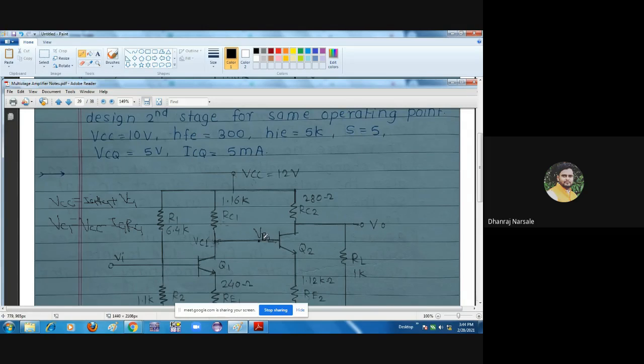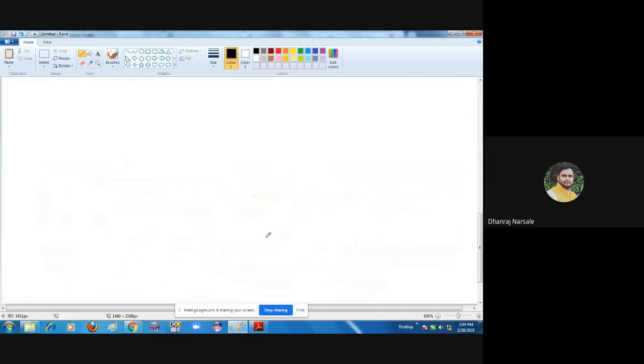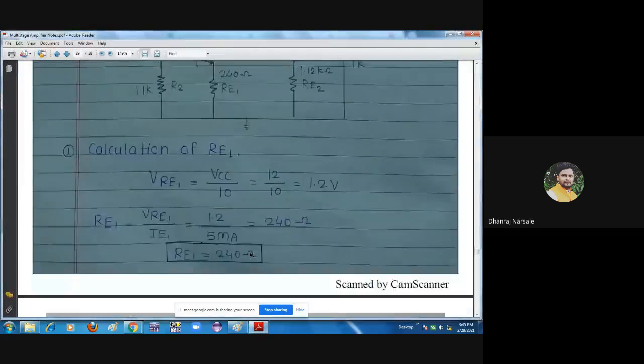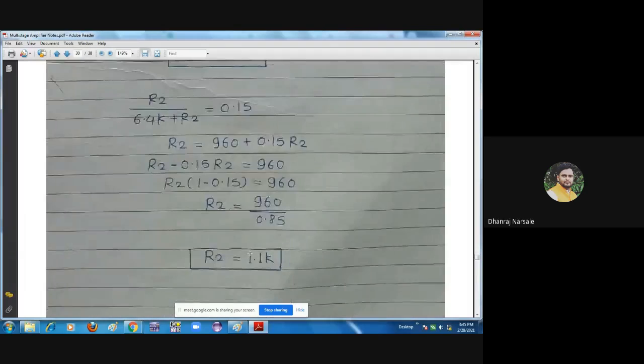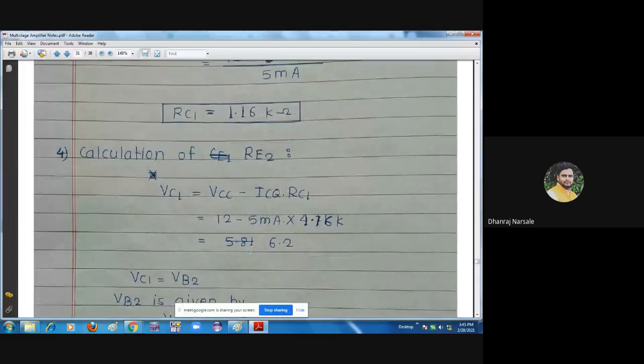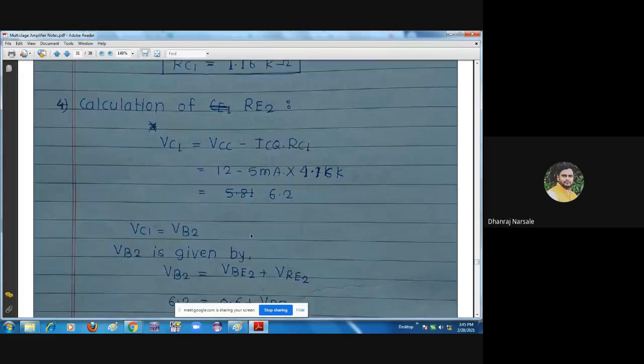काय प्रॉब्लेम आहे का? नो सर. ओके, बरोबर. आता VB2 पर्यंत कळालं सगळ्याला. आता VB2 ला आलो आपण, म्हणजे VC1 जेवढं आले तुमचं तेवढंच VB2 आहे. आता पुढे बघा. 6.2 आला आन्सर, बरोबर. सो VC1 इज इक्वल टू VB2. ओके, आता VB2 इज गिव्हन बाय, आता VB2 तुमचं बेस व्होल्टेज आहे, आणि बेस व्होल्टेज कसं काढणार मग तुम्ही?